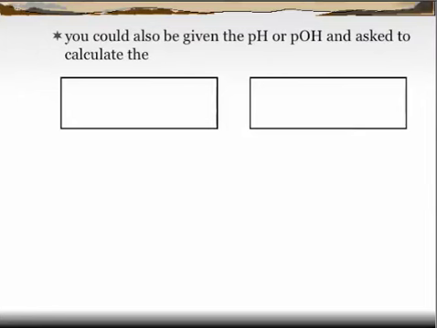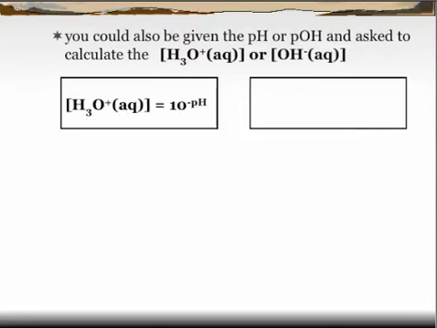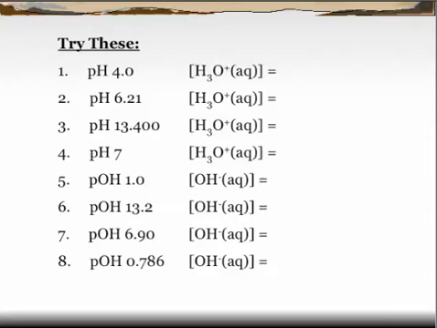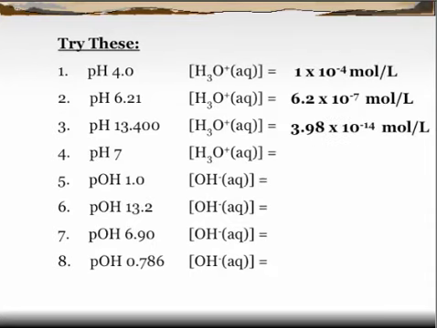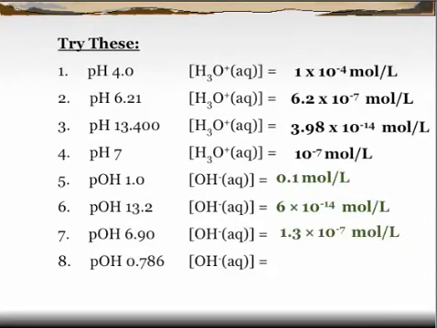So you could also be given the pH or the pOH and then asked to calculate the hydroxide or hydronium concentration. In order to do this, the concentration of hydronium is 10 to the power of the negative pH. It is very important that you put negative pH in there. And the concentration of hydroxide is 10 to the negative pOH, okay? So if we try these, we should easily get the following answers. Okay, and it's a simple calculation in our calculators.